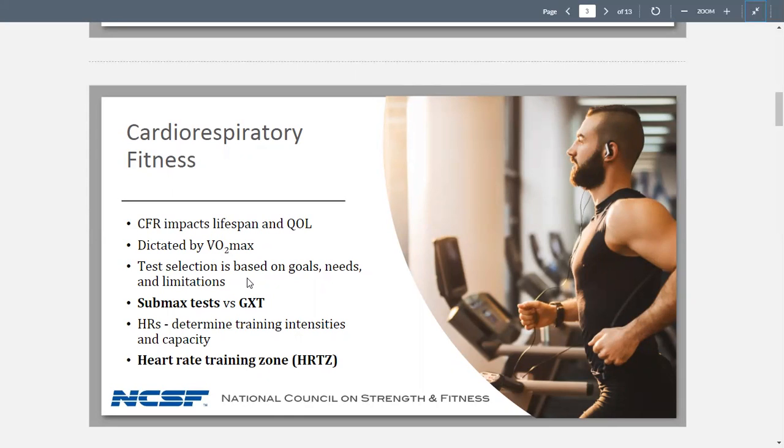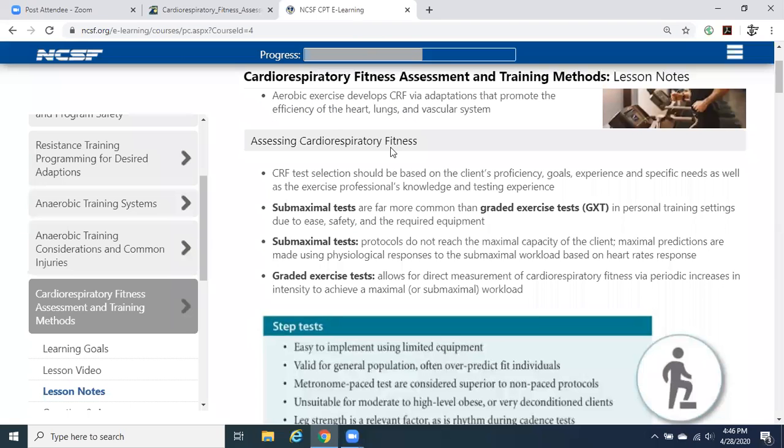Heart rates determine training intensities and capacity, and heart rate training zone, or HRTZ. When it comes to submax tests and graded exercise tests, the CRF test selection should be based on the client's proficiency, goals, experience, and specific needs, as well as the exercise professional's knowledge and testing experience.